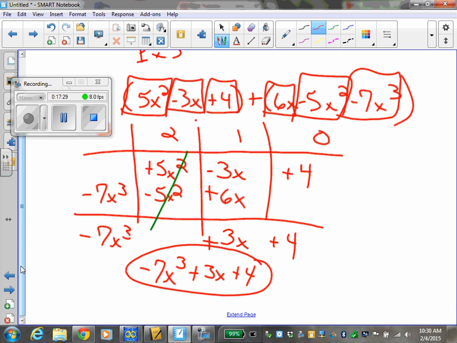Any questions on that? Everybody okay with addition? Everybody okay with putting them in standard form, just bringing them down and adding them together? Okay, let's go to subtraction.